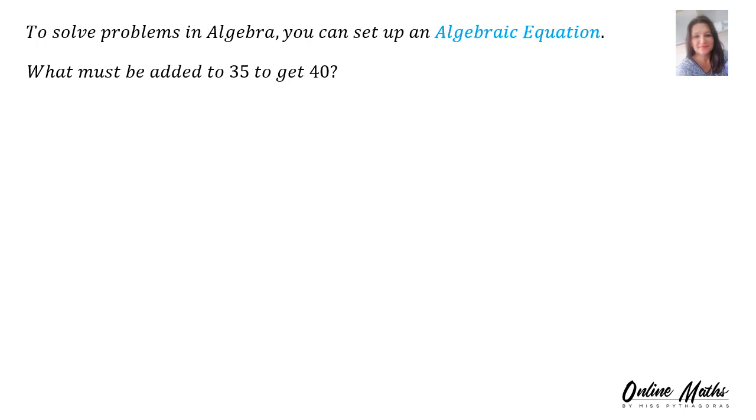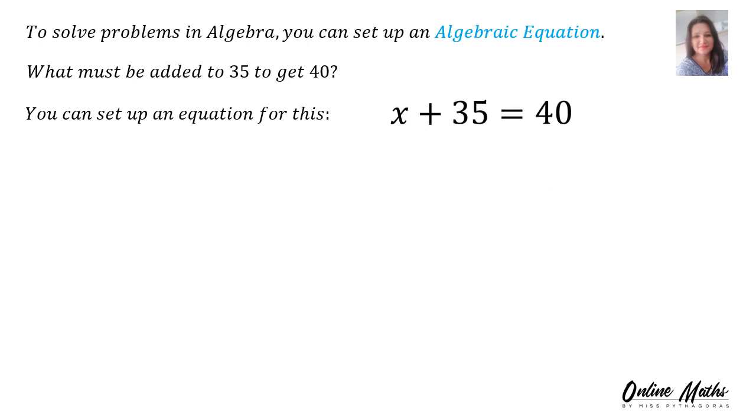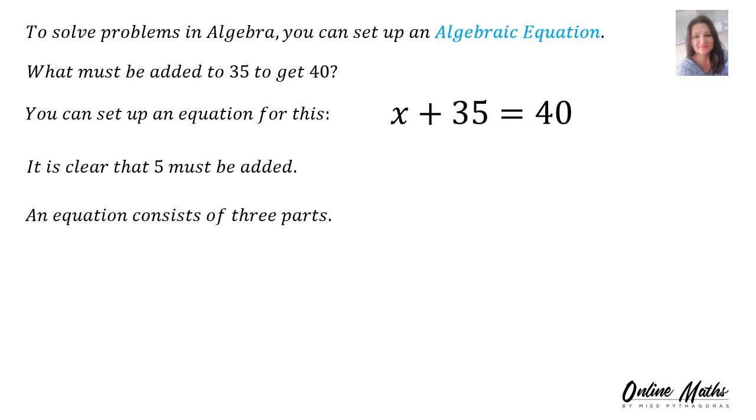What must be added to 35 to get 40? You can set up an equation for this and the equation will be x plus 35 is equal to 40, where x represents the what must be added part. It is clear that 5 must be added.